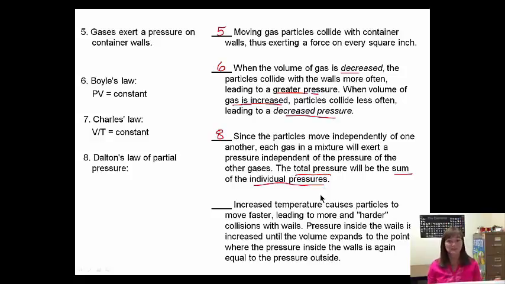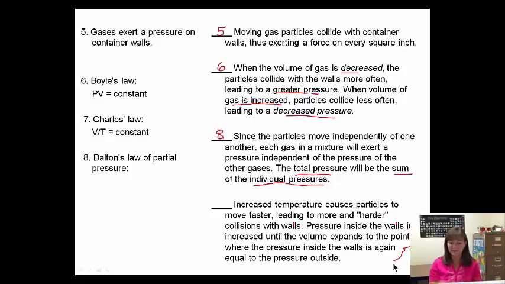If you increase the temperature, you're going to cause the particles to move faster with more kinetic energy, leading to more and harder collisions with the wall. This is actually a typo. That should be walls. So increasing the temperature, you're going to have more collisions. Pressure inside the walls is increased until the volume expands to the point where the pressure inside the walls is again equal to the pressure outside. So this last part is explaining that the pressure is being held constant. So we must have that free moving piston because it's telling us that the volume is going to expand until the pressure is equal again to what it was on the outside.